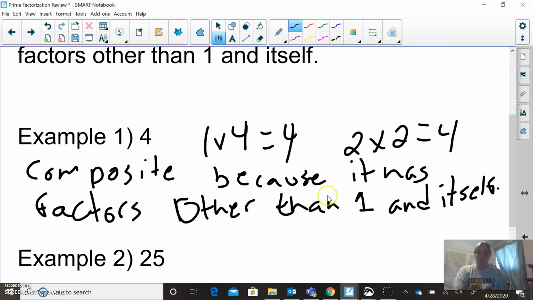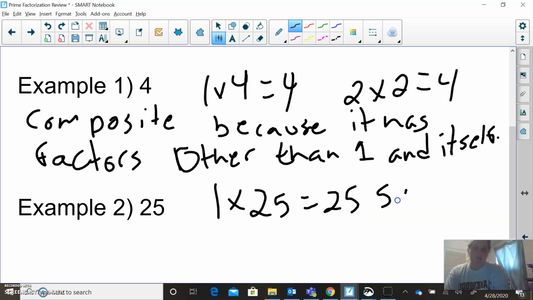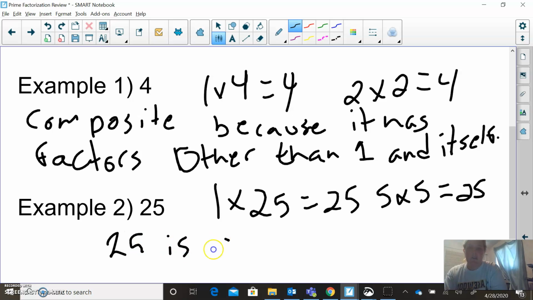Okay? So 25, right? 1 times 25 equals 25. But so does 5 times 5. That also equals 25. So 25 is composite.